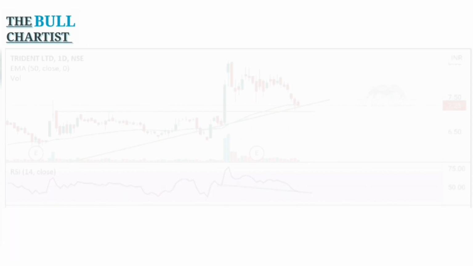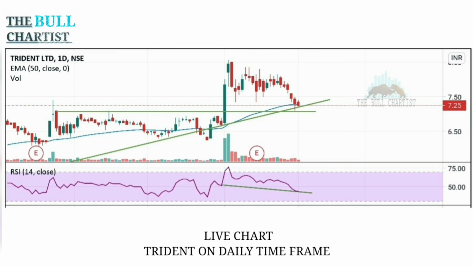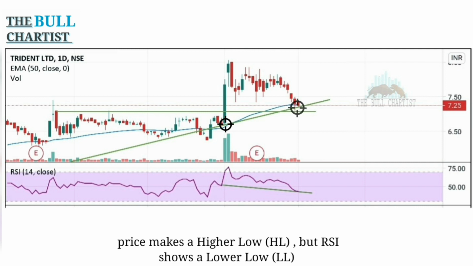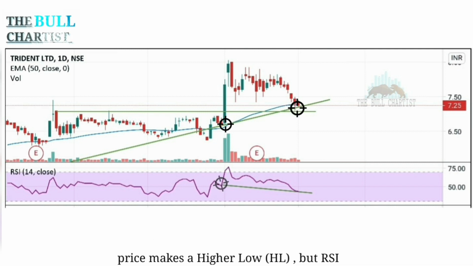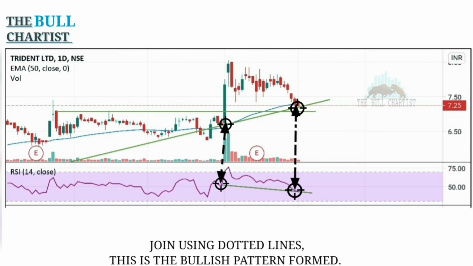Now let's take a few live charts with bullish divergence as an example. Trident on daily time frame. We can see that the price has made a higher low, but the oscillator a lower low. Joining these with dotted lines, this is the bullish pattern formed.